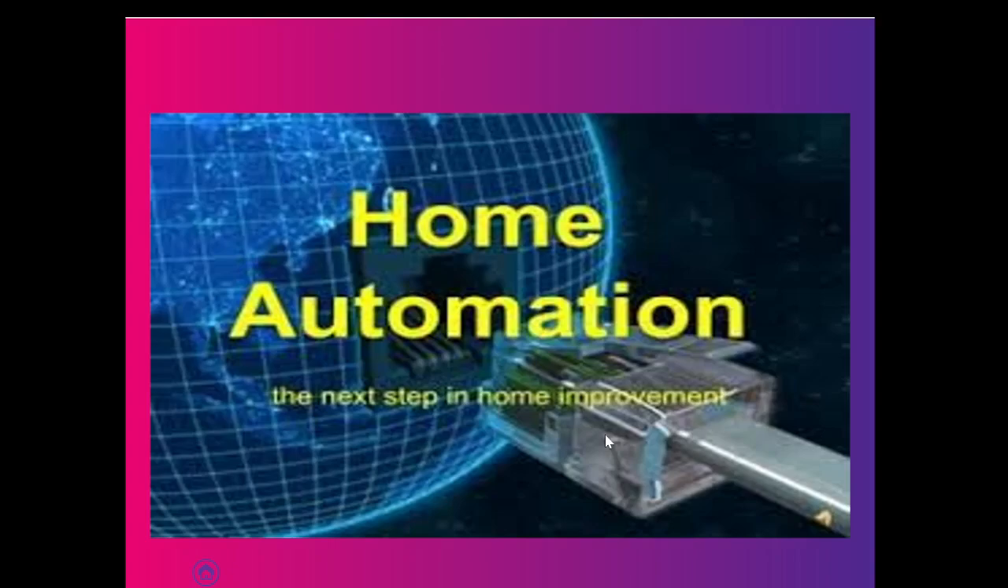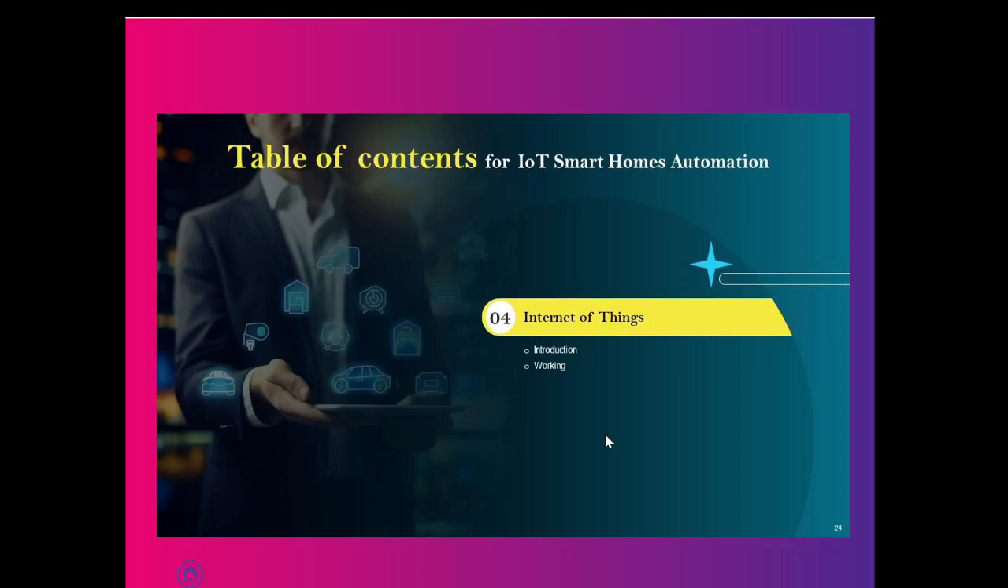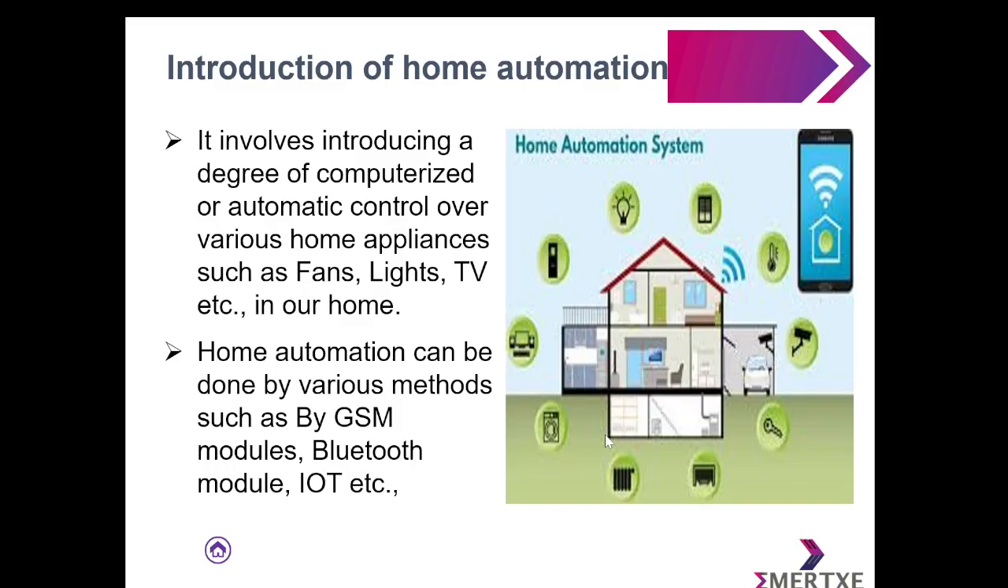And next, home automation. Here we have done a home automation project, description below. There is an image of home automation. Next, table of contents for IoT smart home automation, Internet of Things, like introduction and working. Here we have introduction of home automation.